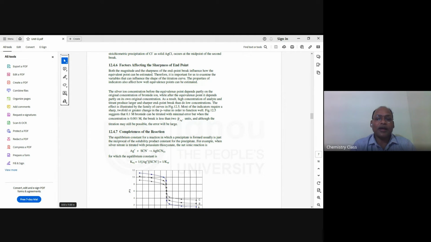The silver ion concentration before the equivalence point depends partly on the original concentration of bromide ions. That above reaction is there with bromide and silver. While after the equivalence point it depends partly on the titrant's original concentration. As a result, highly concentrated analyte and titrant produce a larger and sharper endpoint break than do low concentrations. So these are the factors affecting the sharpness of the endpoint. So be careful about this.